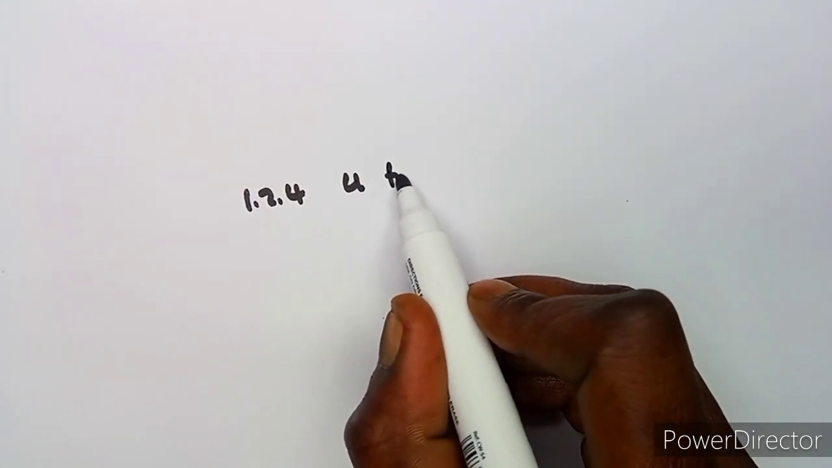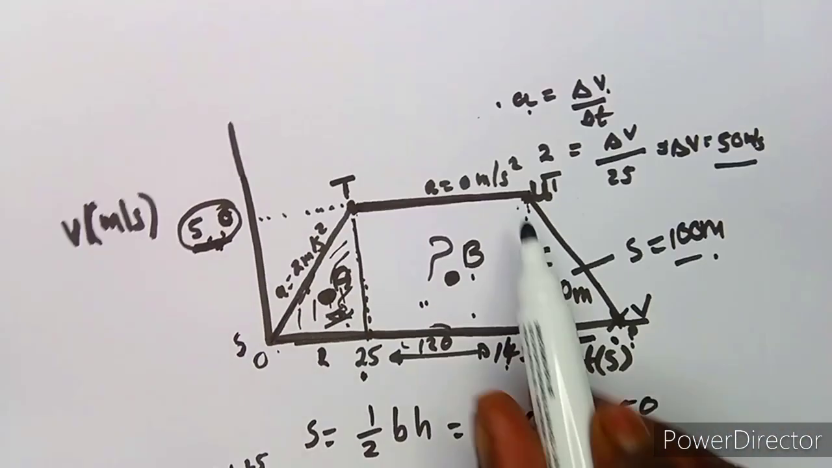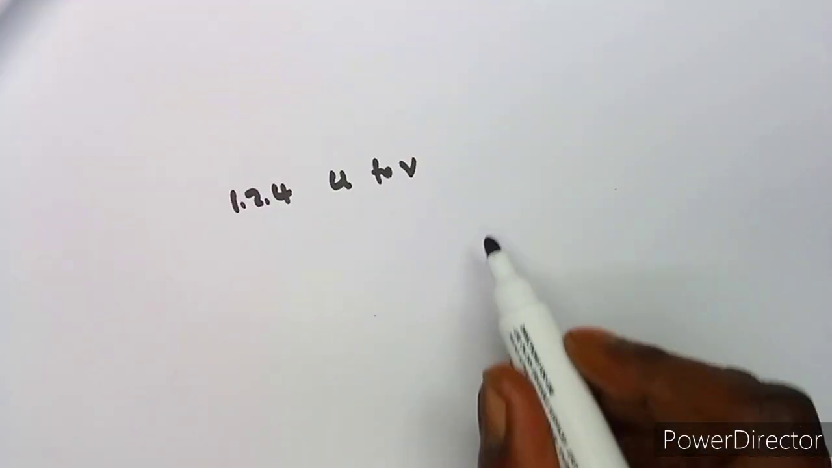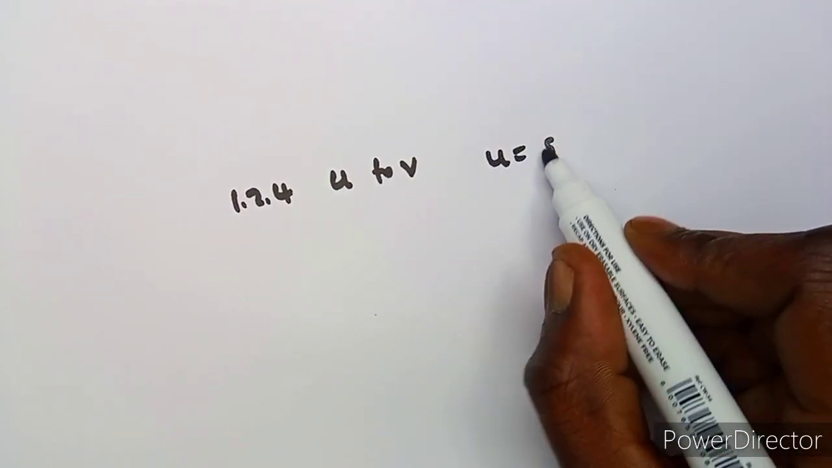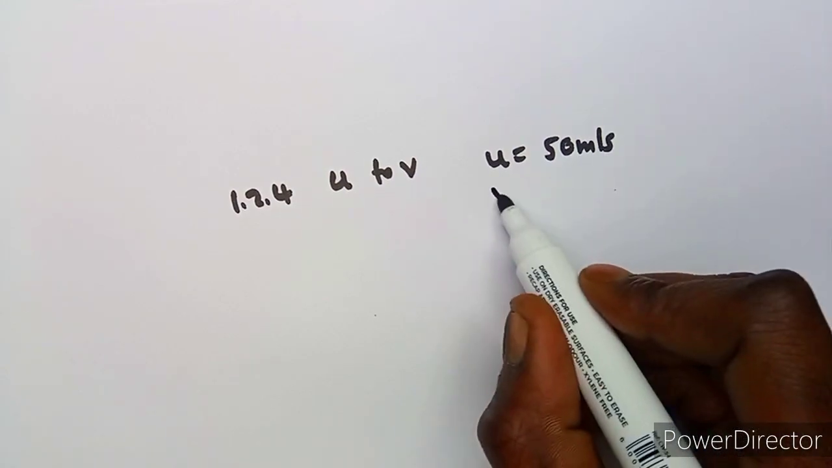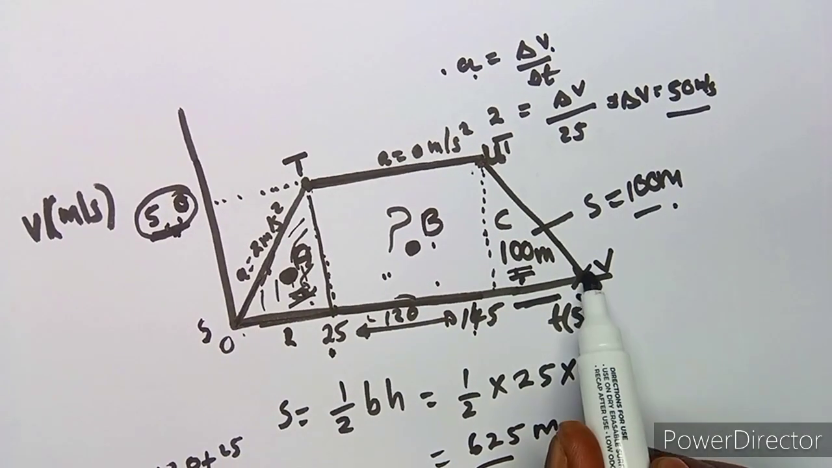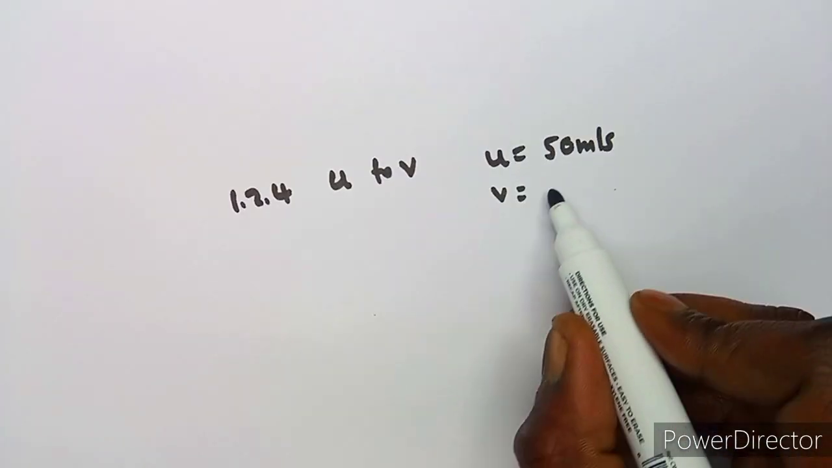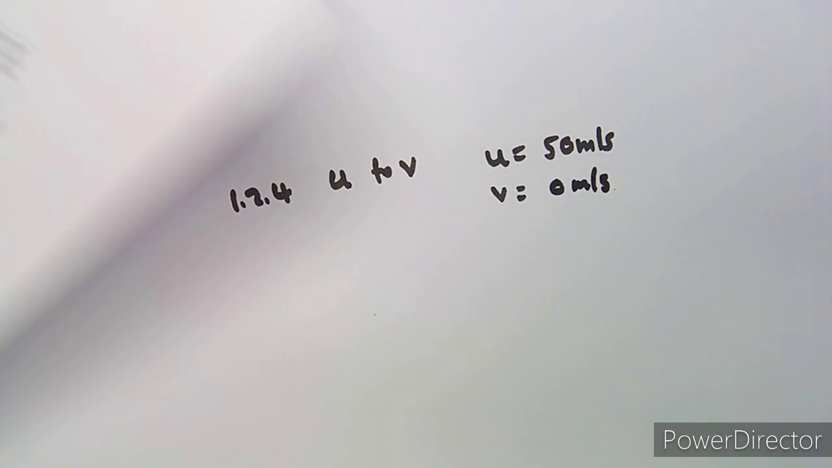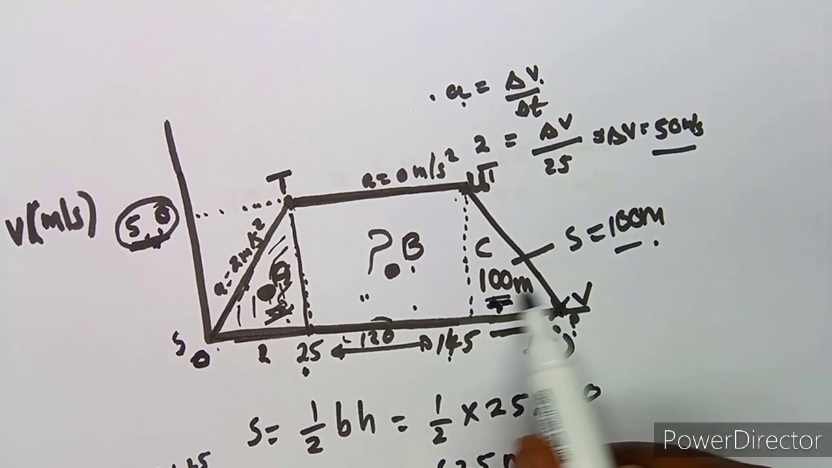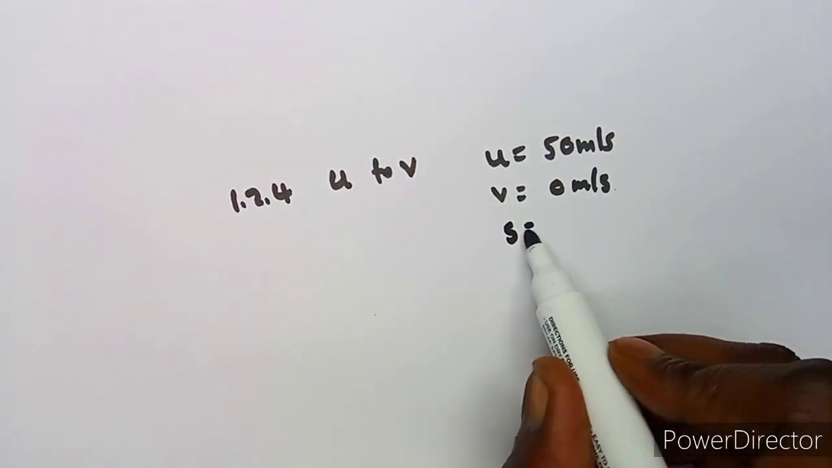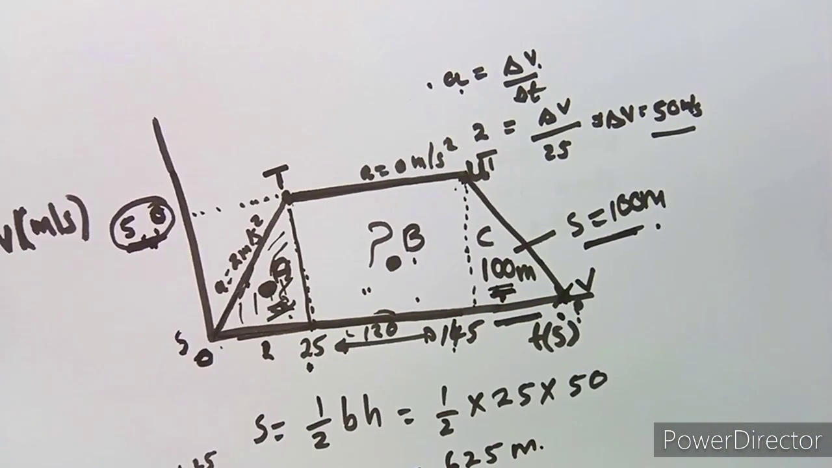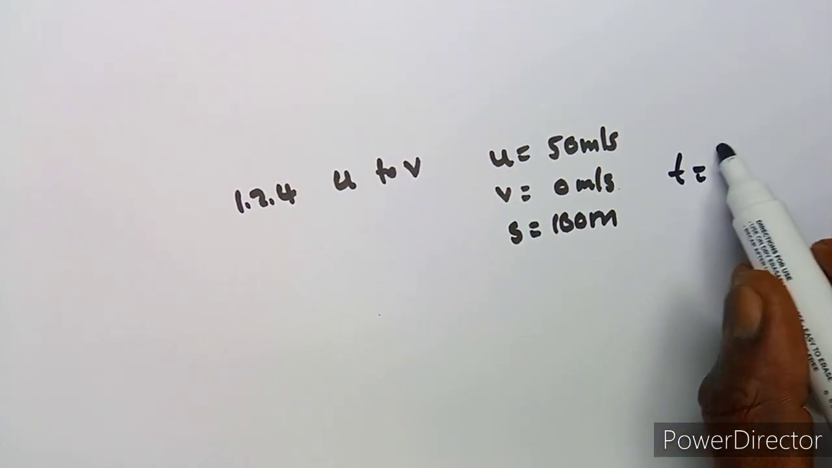From u to v, our initial velocity is 50 meters per second. Then our final velocity, now at rest, is 0 meters per second. The only other thing we are given is our displacement of 100 meters, and we want to calculate the time.